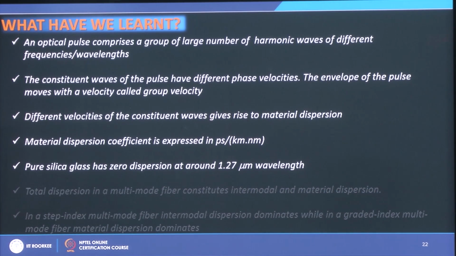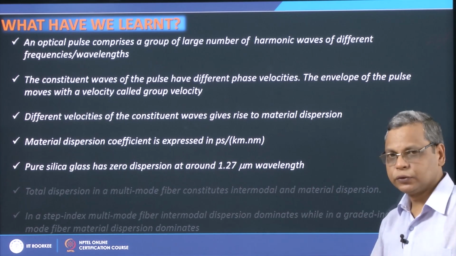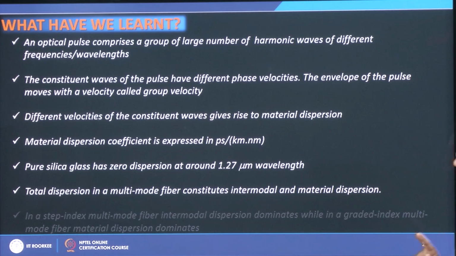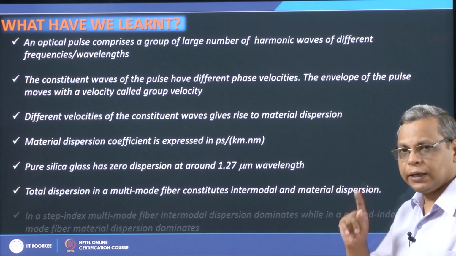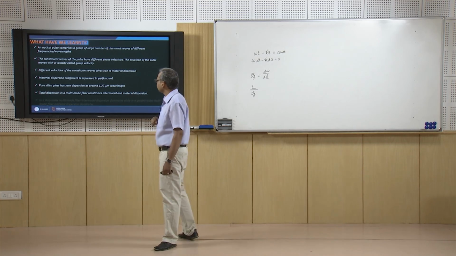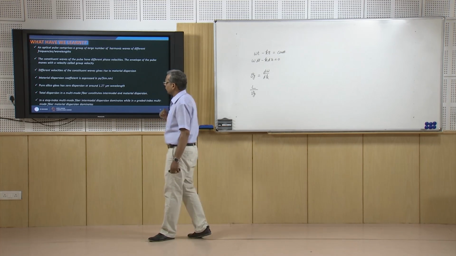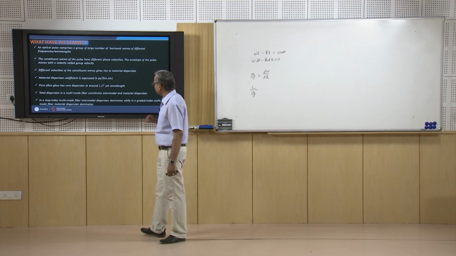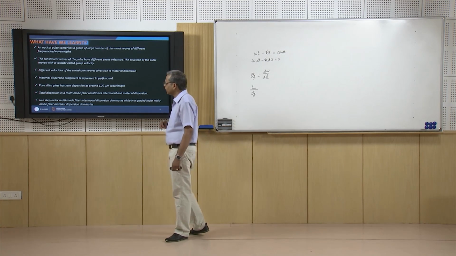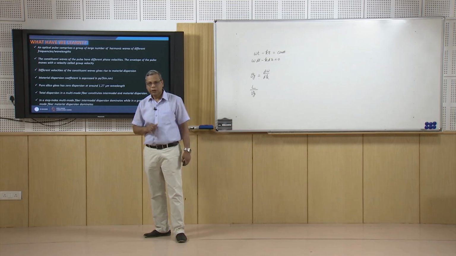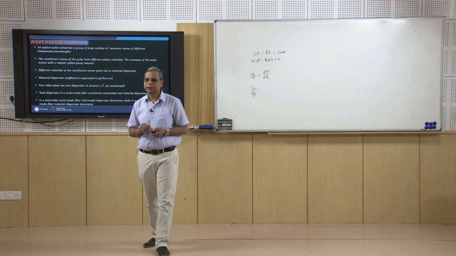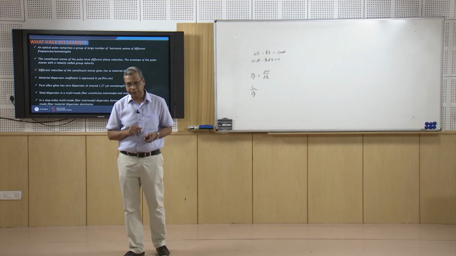Pure silica glass has 0 dispersion around 1.27 micrometer wavelength, and total dispersion will now contain both intermodal as well as material dispersion. In a multimode step index fiber, the intermodal dispersion will dominate, while in a graded index multimode fiber material dispersion dominates. So, this is all about some basic transmission characteristics of an optical fiber.